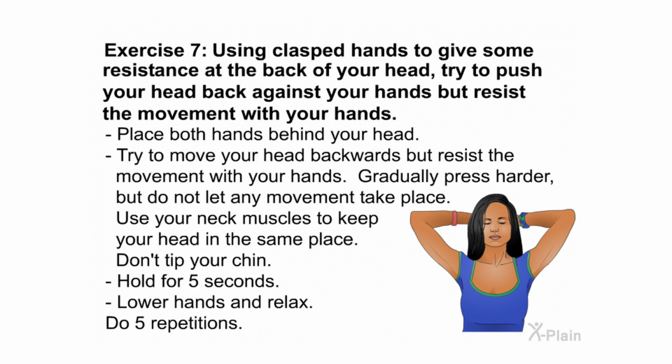Exercise 7. Using clasped hands to give some resistance at the back of your head, try to push your head back against your hands, but resist the movement with your hands. Place both hands behind your head. Try to move your head backwards, but resist the movement with your hands. Gradually press harder, but do not let any movement take place. Use your neck muscles to keep your head in the same place. Don't tip your chin. Hold for 5 seconds, lower hands and relax. Do 5 repetitions.